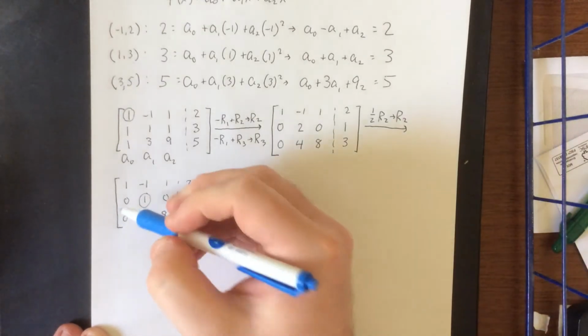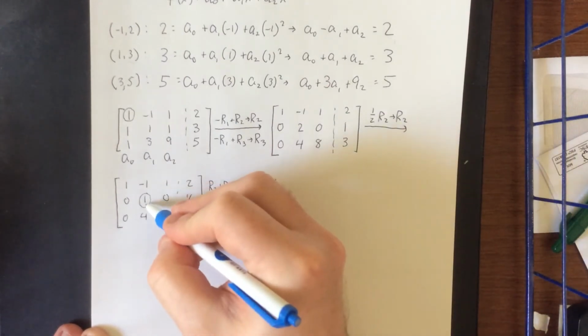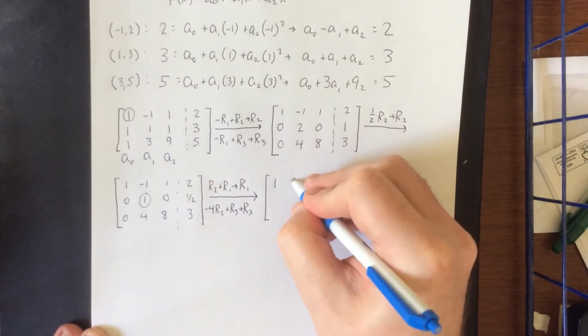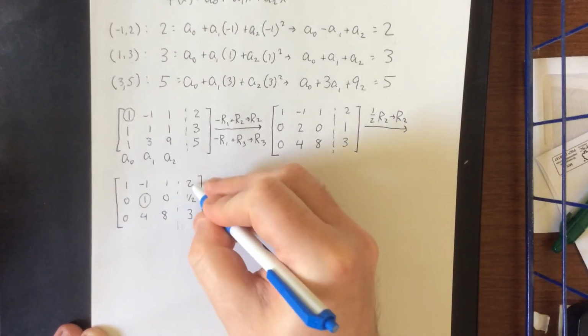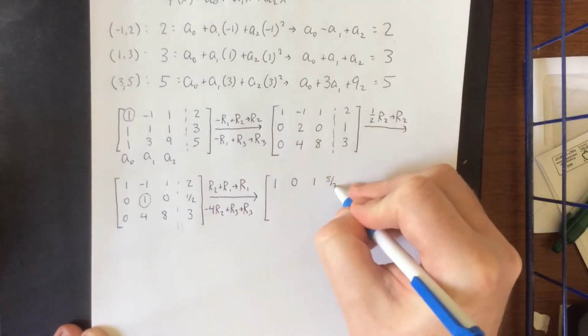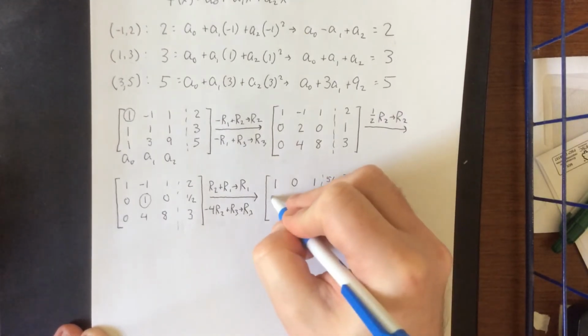So, adding these together, 0 plus 1 will be 1. 1 plus -1 will be 0. 0 plus 1 will be 1. And 1/2 plus 2 will be 5/2. Second row remains unchanged.